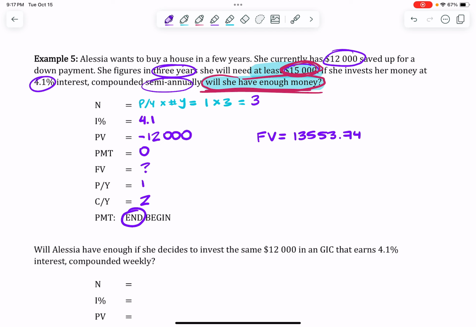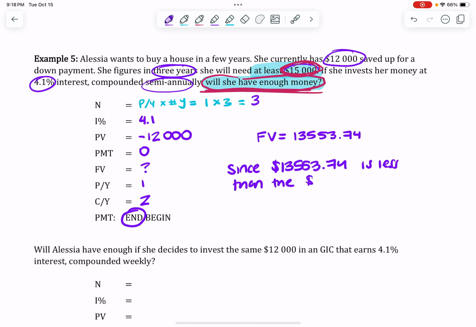But again, this question didn't ask me for how much she'll end up with. My question asked, will she have enough? So I'm going to write a statement. I'm going to write a really nice statement with the value that we got for a future value in there. So I'm going to write, since $13,553.74 is less than the $15,000 she needs, she will not have enough.